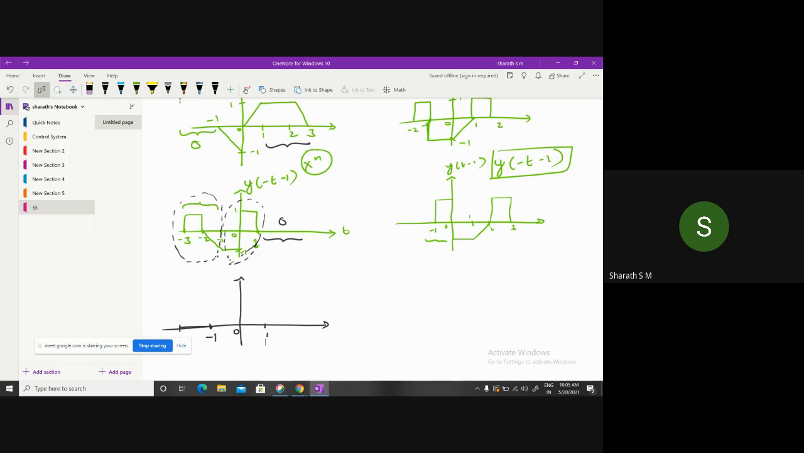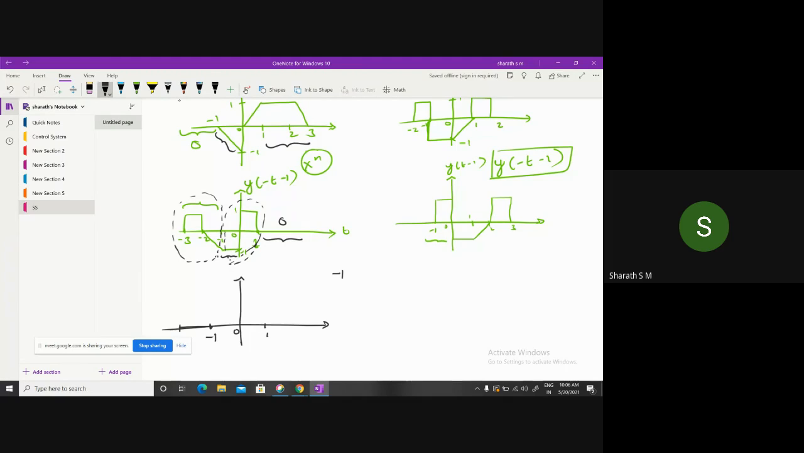So from -1 to 0, here we have a falling slope. Look here, from -1 to 0 we have a falling slope, and from -1 to 0, what's the amplitude level? -1. So here we have -1, and here we have a falling slope.